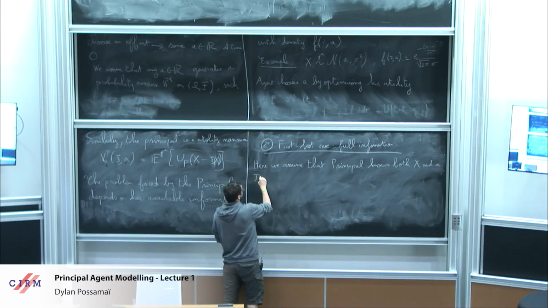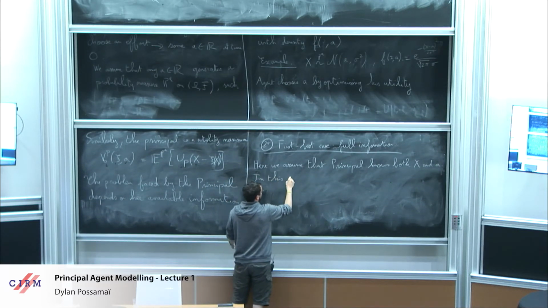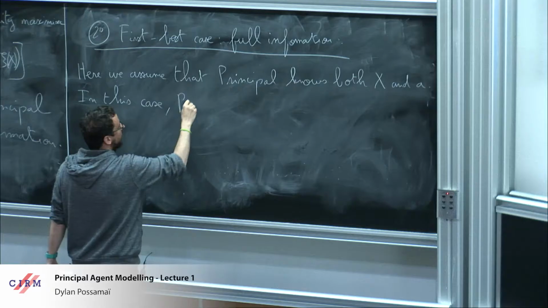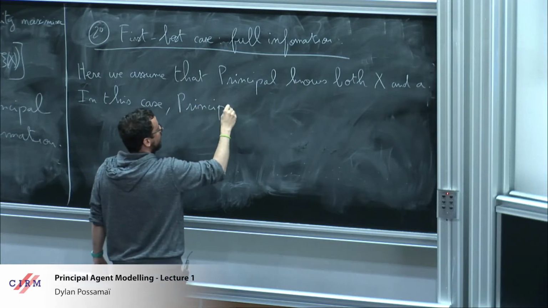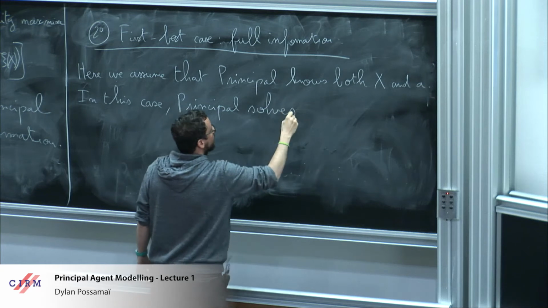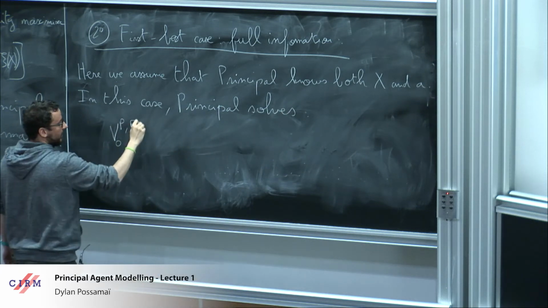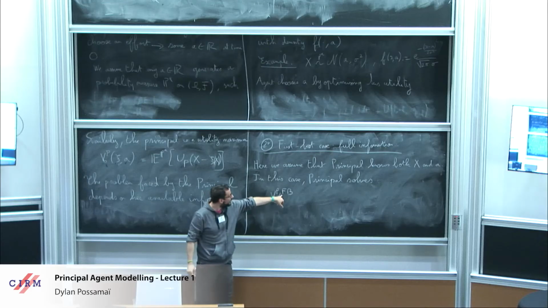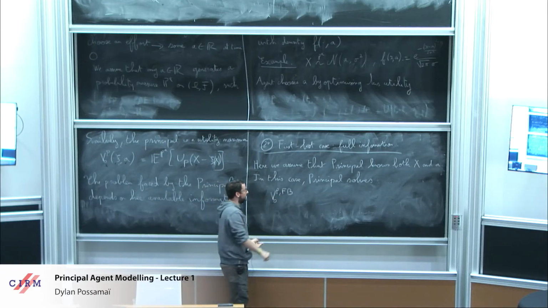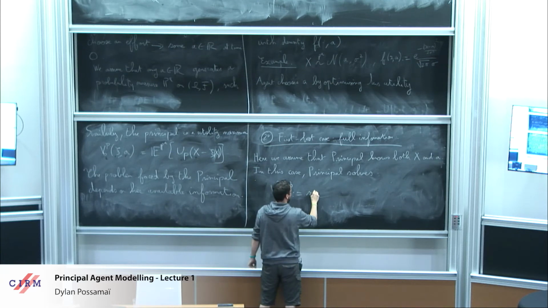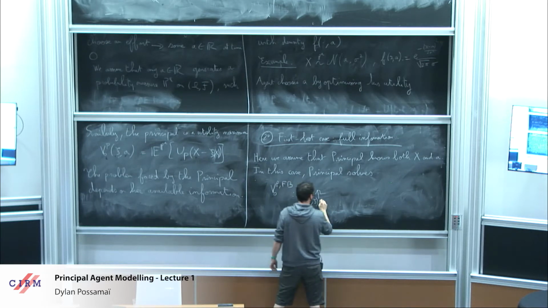So in this case, what the principal will do is, so I will call this V0P first best. That's what the FB means here. So this will be the sup over A and Xi.